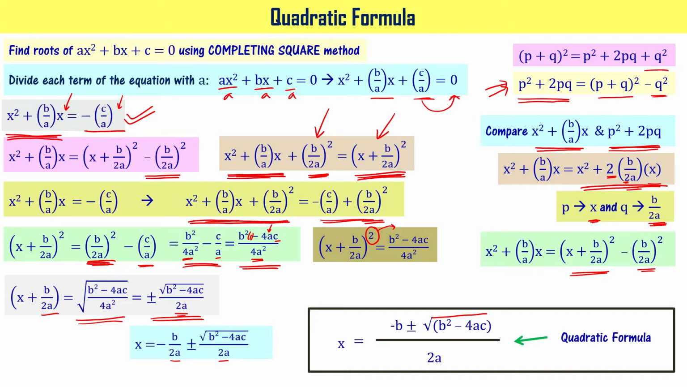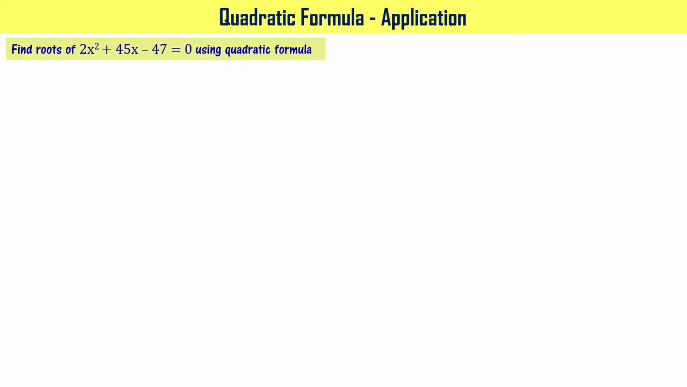If you are given a quadratic equation like ax square plus bx plus c equal to 0, roots of that particular equation are given by x equal to minus b plus or minus square root of b square minus 4ac divided by 2a. That's why this equation is called quadratic formula for finding roots of the quadratic equation. Fine? We just learnt about quadratic formula.